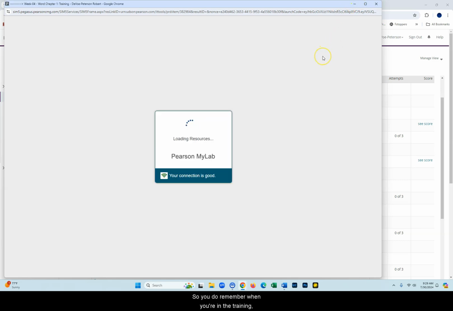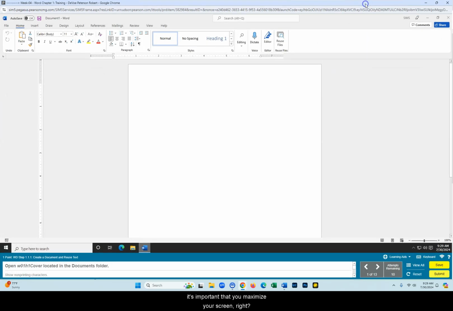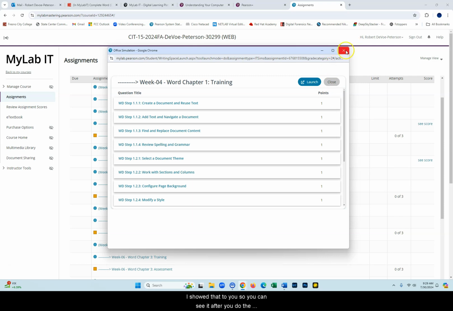When you're in the training, because you'll be clicking on things and menus and things like that, it's important that you maximize your screen. And if you get stuck on an assignment, now because I maximized it, my directions are down at the bottom. And it wants me to open a W01H1 cover located in the Documents folder. Now, if I don't know how to do that, there's a learning aid to walk you through it. Okay, so let me get out of that. I showed that to you so you can see it.